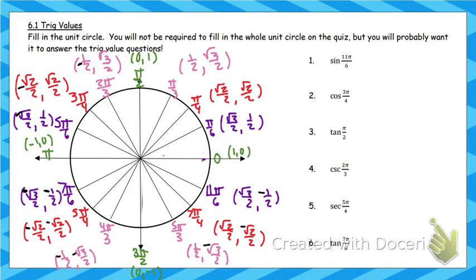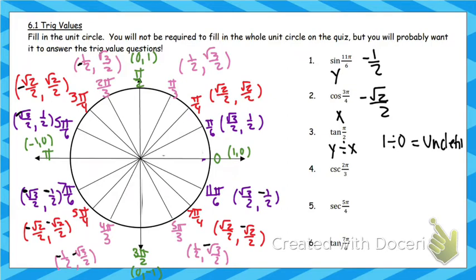All right, so let's go ahead and use our circle to answer these questions now. The sine of 11 pi over 6. Sine is y. The y coordinate at 11 pi over 6 is negative 1/2. Cosine of 3 pi over 4, that's x. There's 3 pi over 4. There's your x: negative root 2 over 2. Tangent, y divided by x. So the tangent of pi over 2 is going to be 1 divided by 0. You cannot divide by 0, so that is undefined.